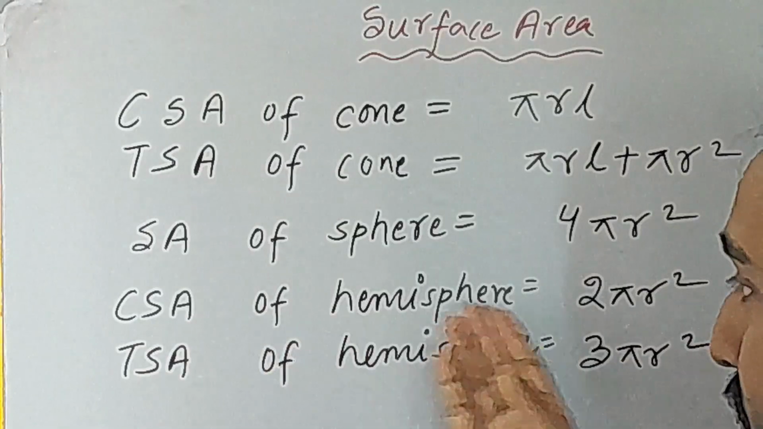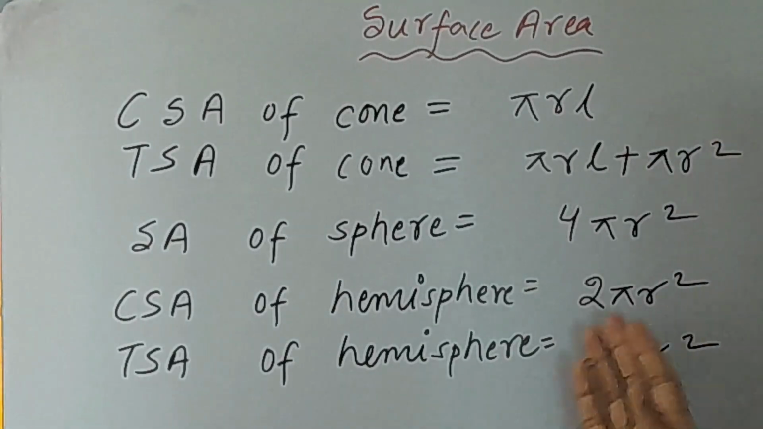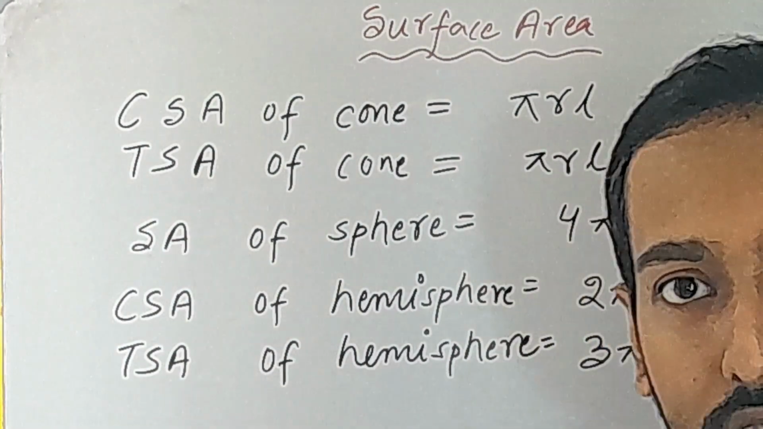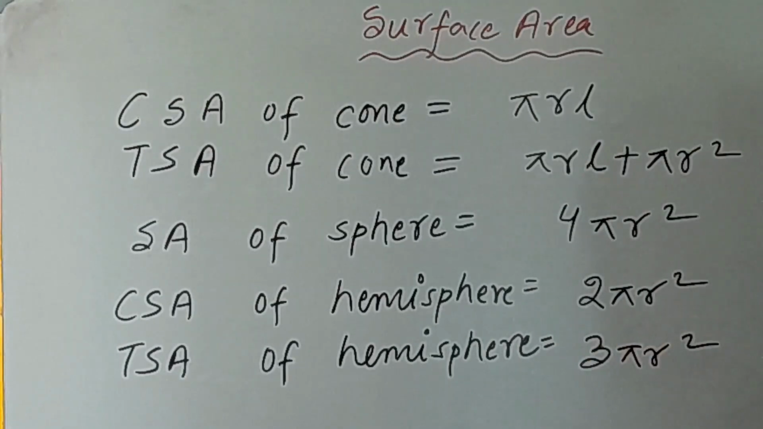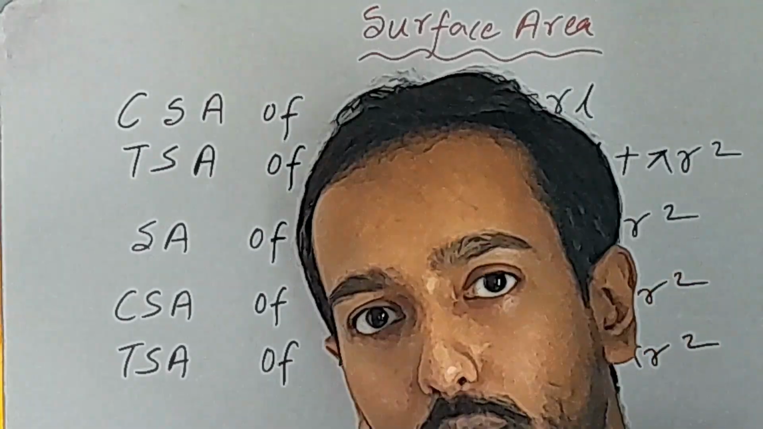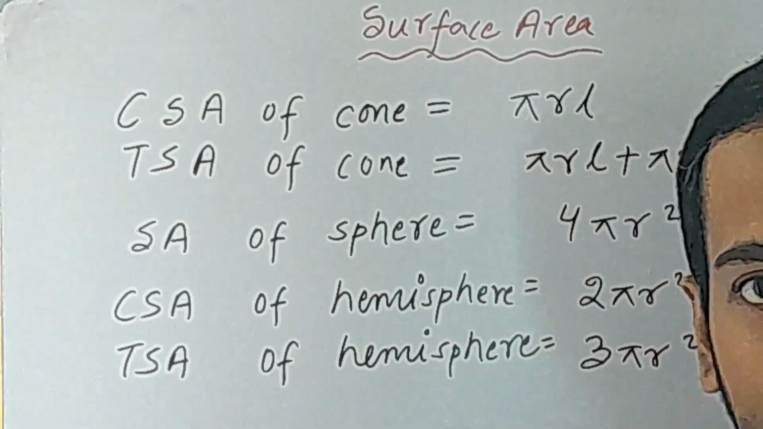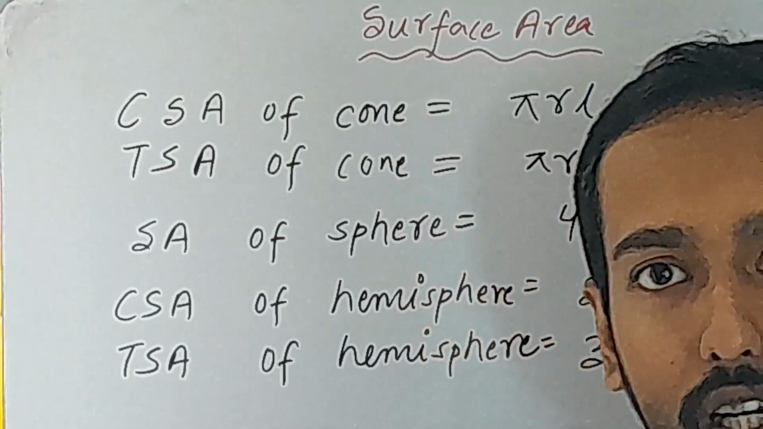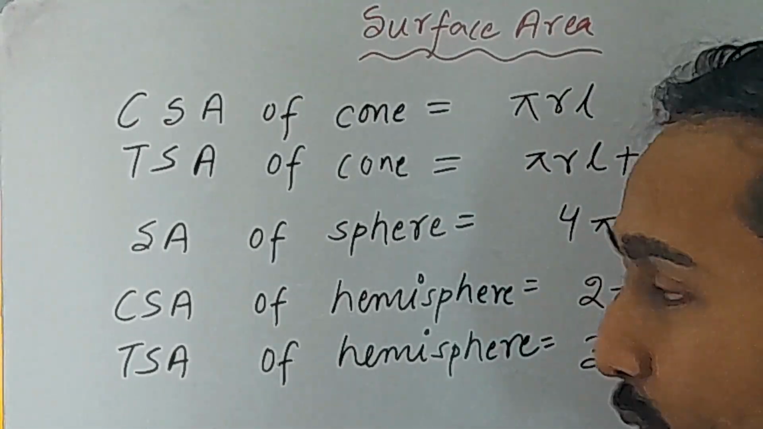Next, we have curved surface area of hemisphere. This is going to be 2 pi R square. And at last, the total surface area of hemisphere, which is going to be 3 pi R square. So these are the very important formulas which you must remember in order to solve any important questions related to surface areas. So now let's take on some basic questions one by one and understand the use of these formulas.